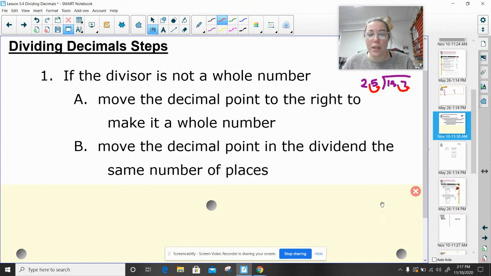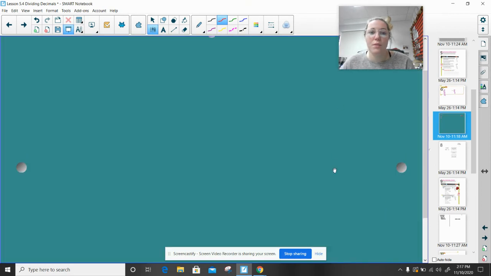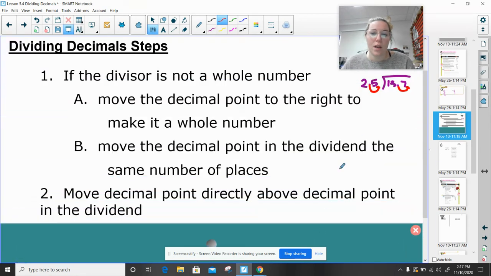And then my next step is I'm going to move this decimal point where it's at now straight up. Done. That's all we have to do with the decimals. Now it's a normal problem. Now we would do 25 into 137 and get our answer. So as long as we make our divisor a whole number, do the same thing to our dividend, and then raise our decimal, we're dividing like normal.